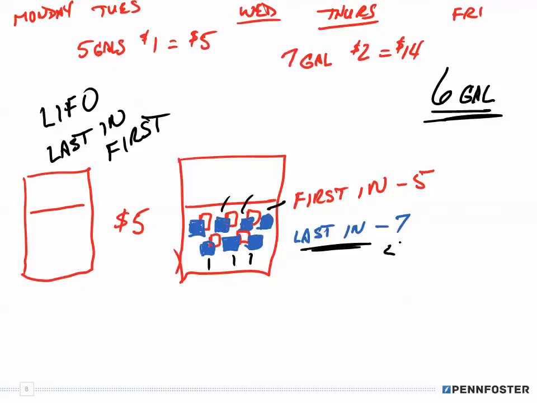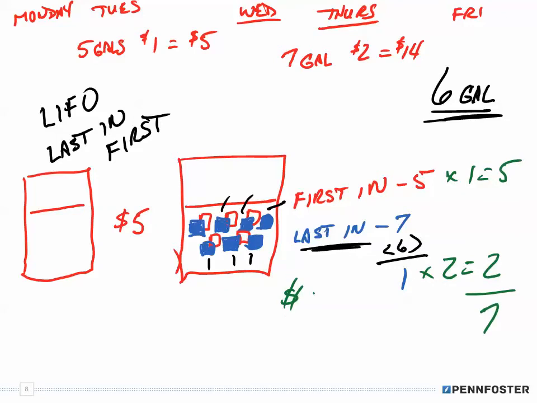Well, if you took six away from the group of seven that were the last ones in, that means you would only have one from the group that was last in, and you would still have the group of five that were the first ones in, okay? So the question becomes, what is your inventory valuation? Well, if I had one from the group of seven, they were at $2 each, so that one is still worth $2. And the five, they were at $1 each, so they were worth five. So the five and the two means that the value of your inventory in the refrigerator is seven, okay? And that's the inventory valuation for last in, first out. And really, it's that simple, okay?